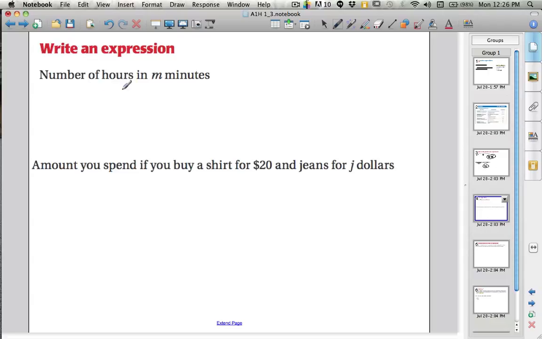Okay, the number of hours in m minutes. Well, hours relates to minutes. There's 60 minutes in an hour. So I could say it would be 1 over 60, 1 hour per 60 minutes, times m, or I could say m divided by 60. The amount of money you spend if you buy a shirt for $20 and jeans for $J: the and is going to become addition, so I have $20 and $J, so it's going to be J plus 20.